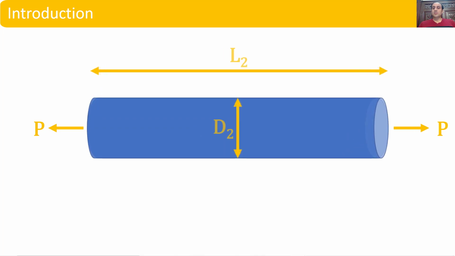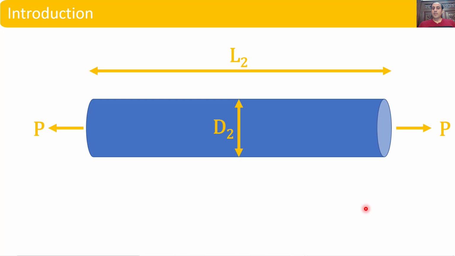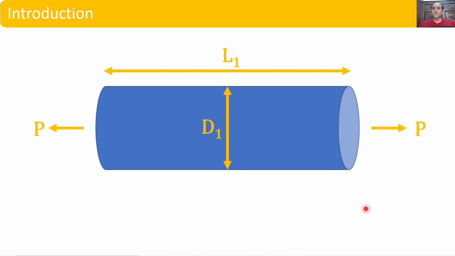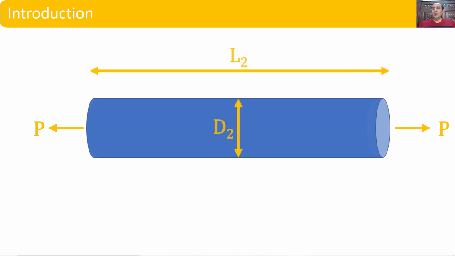So when we apply this stress, what will happen? Its dimensions will be changed. It has two main dimensions, and both of those dimensions are now changed. The length is changed from L1 to L2, and the diameter is changed from D1 to D2. So this was the actual shape before the application of the stress, and this is the shape of the cylindrical member after the application of the force.